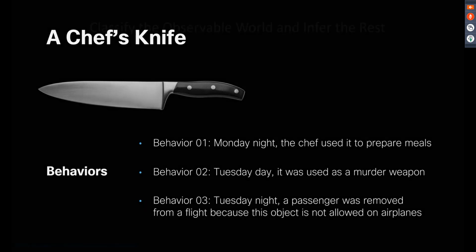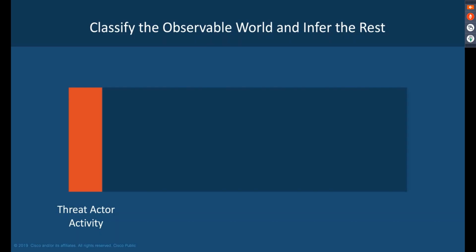And when you consider those behaviors, we can classify the observable world and infer the rest. And that's really important. So, known bad, that's knife used as murder weapon. We know that to be bad. And that's your threat activity. We can use our expertise and the data we collect to block that out.